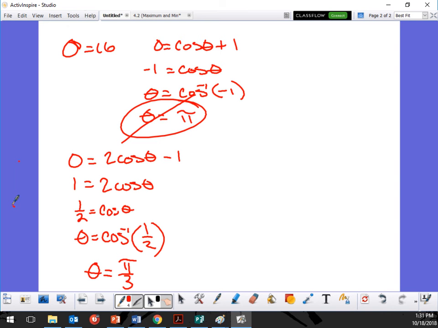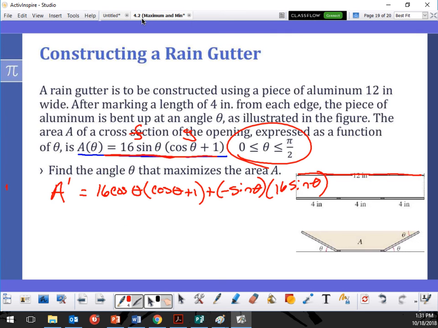So now, if theta at pi was my minimum, therefore this one should be my maximum. Here's my maximum, and is it inside my interval? Yes, it is inside my interval. So we have the angle now that maximizes that area. Make sense? Okay, good.